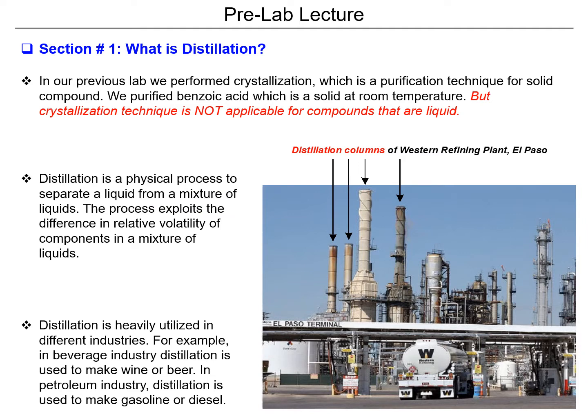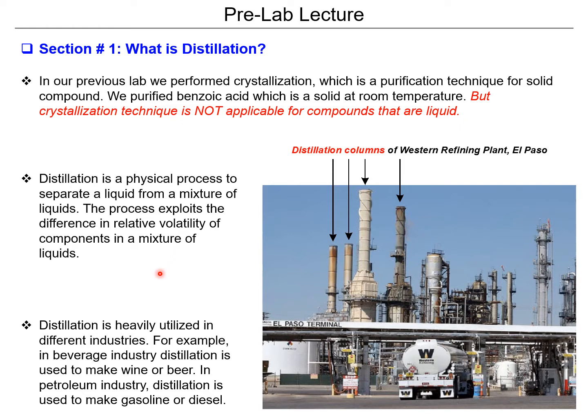So what is distillation? In the previous lab, we discussed crystallization, which was a purification technique for solids. However, this technique is not useful for liquids. That is what we have distillation for. Distillation is a process that utilizes the volatility of compounds to separate them. Certain compounds have more volatility than others, and volatility basically means its ability to turn into a gas.